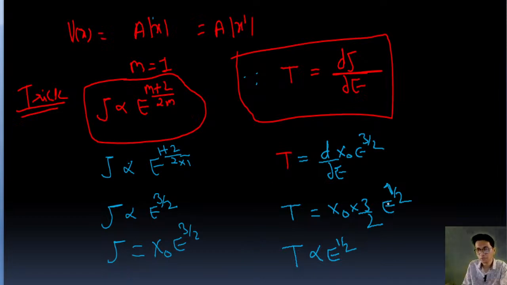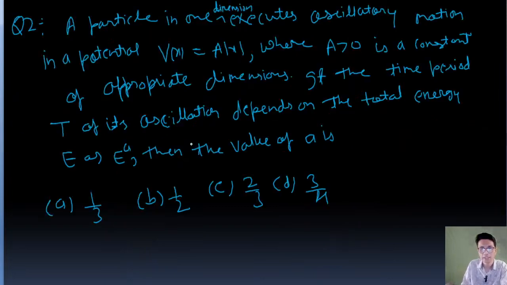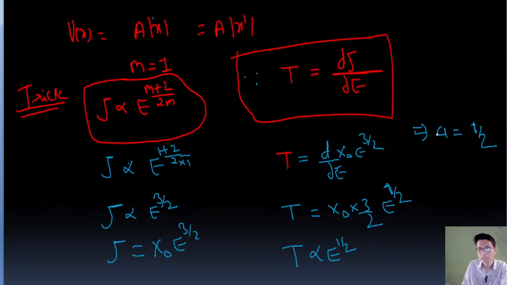So from here we can say this implies the value of a is 1 by 2. That's what we need to find right here. T depends on the total energy E to the power a, and we can see T is depending on E to the power 1 by 2. So the value of a is 1 by 2. Okay, so this is the answer.